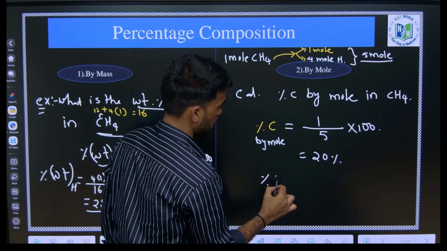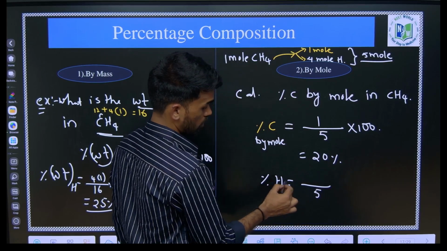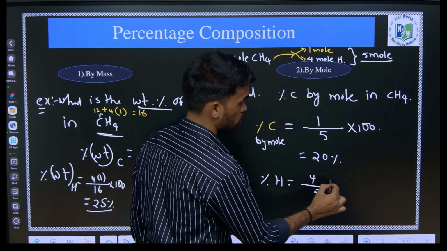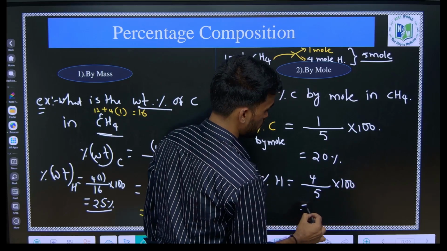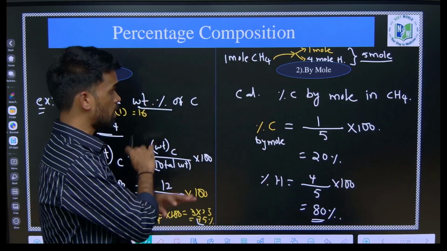If I ask for hydrogen, how do we do this? So total moles are 5. How many moles of hydrogens are there? 4 into 100. So this will be 80%. So this is how you need to do. I hope this is clear.